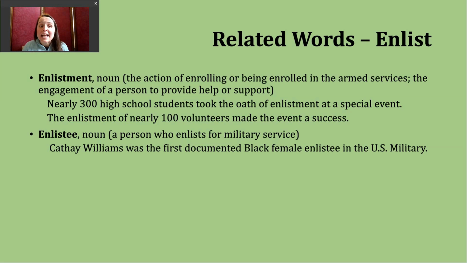A second way we can use the noun enlistment is to refer to the engagement of a person to provide some sort of help or support. So this second noun definition really ties back to the second definition of the verb we looked at earlier. Here's an example of that meaning in a sentence. "The enlistment of nearly 100 volunteers made the event a success." So here someone is saying, because we asked 100 people to help us, this event turned out great.